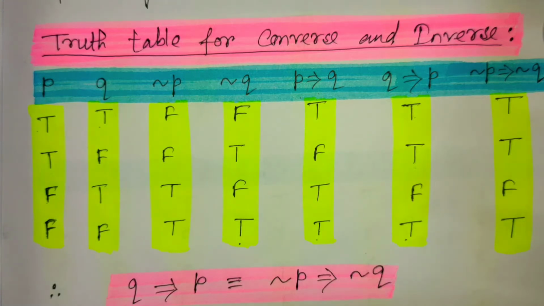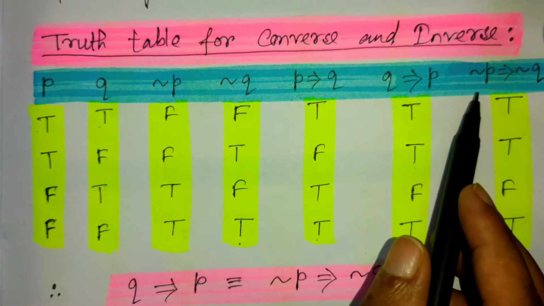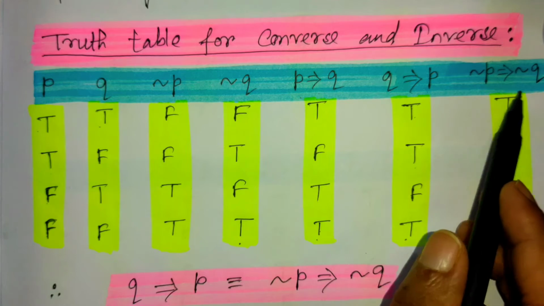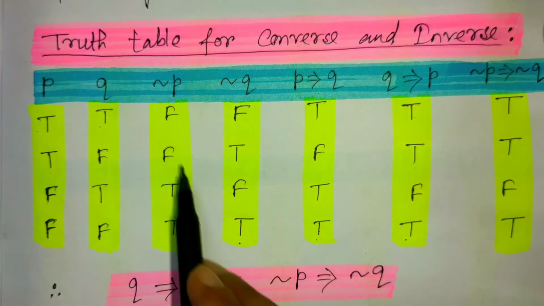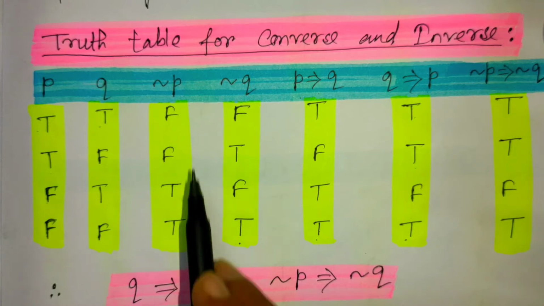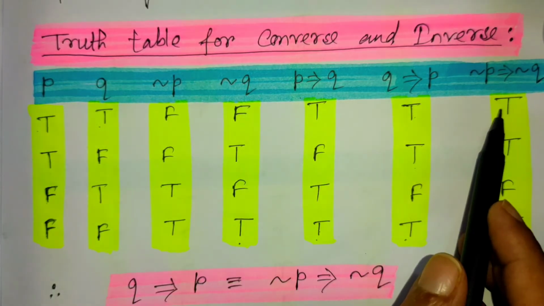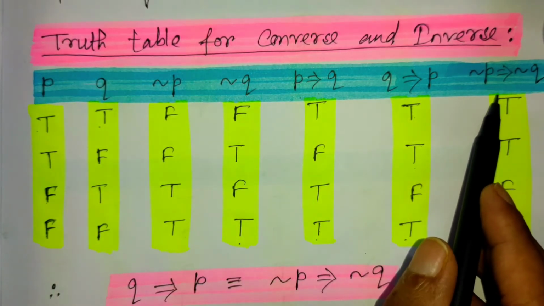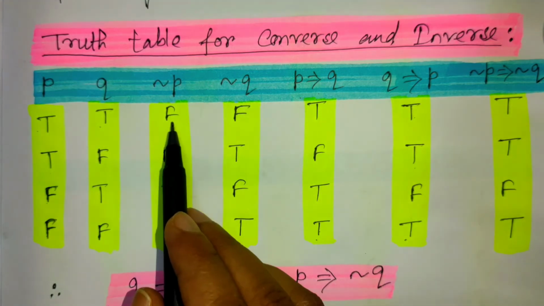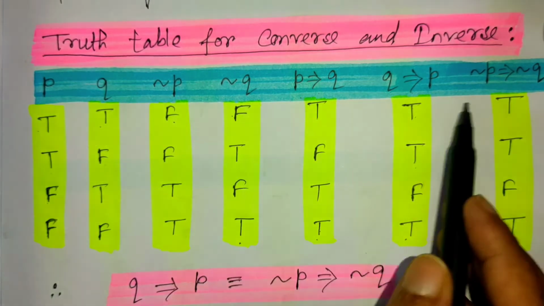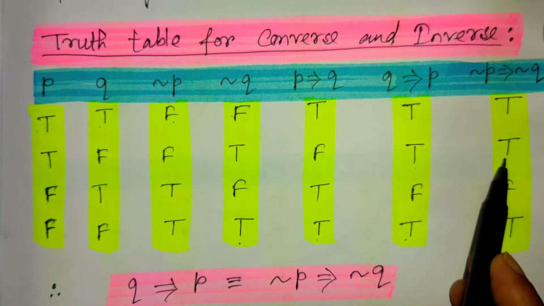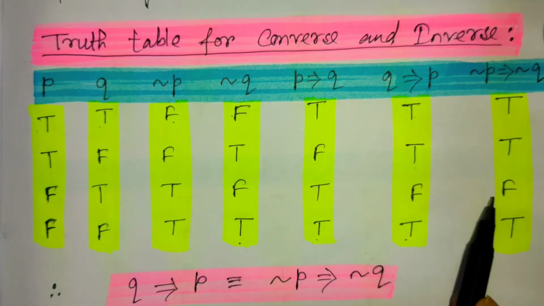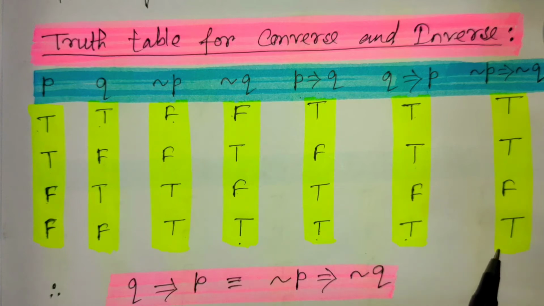Now the inverse means not P implies not Q. So this is not P and this is not Q. These are the outcomes, the truth values. In light of these two, if we want to find the truth value for this expression, it should be false, false, so that it is true. Then false implies true, false and true, then definitely it is true. Then true and false, so it is false, and true, true, so it is true.